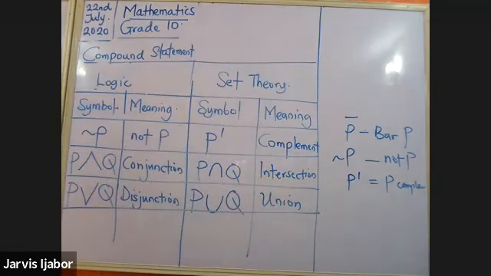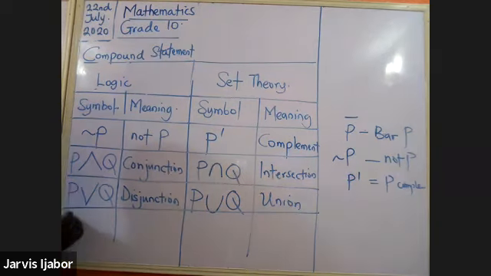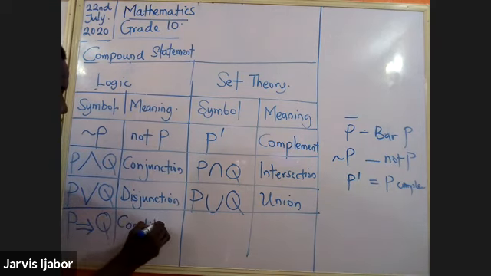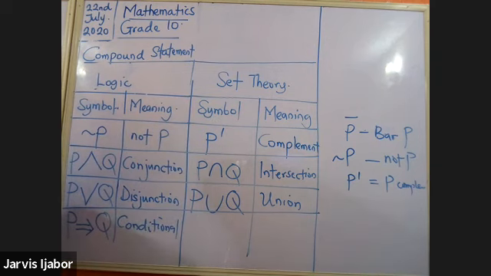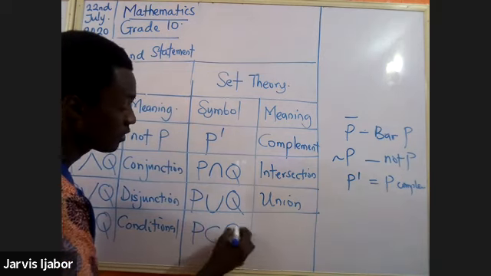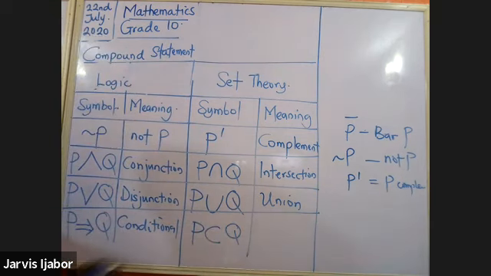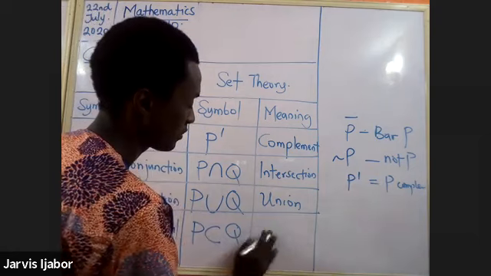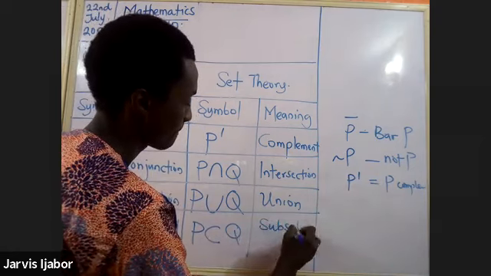The next one is called P implies Q. It's what they call conditional, or what is called a conditional statement, and it means P is a subset of Q. So the concept here is what? Subsets.